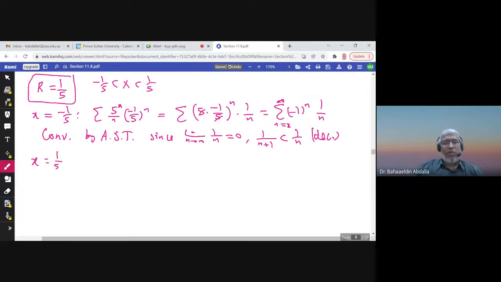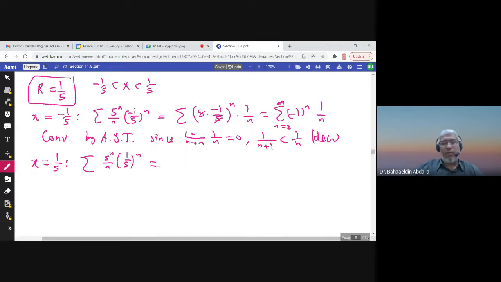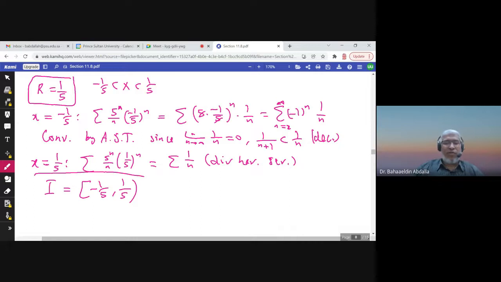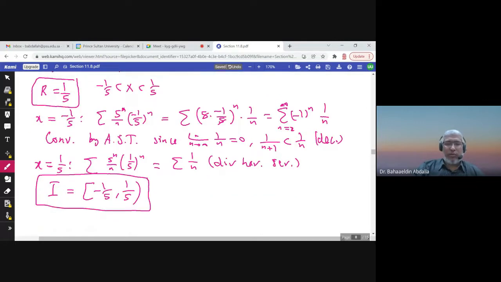While when x is 1 over 5, 5 to the power n times 1 over 5 to the power n would be 1. So I'll just have 1 over n. And this is the divergent harmonic series. So for the interval of convergence, at negative 1 over 5, the series is convergent. At 1 over 5, it is divergent. So this is the interval of convergence, and this is the radius of convergence.